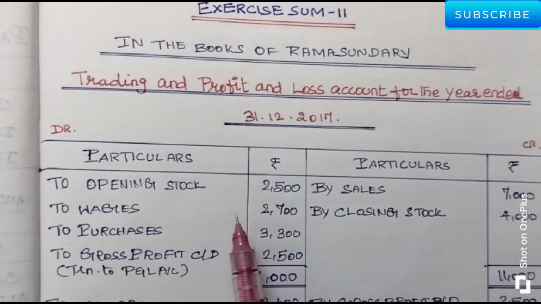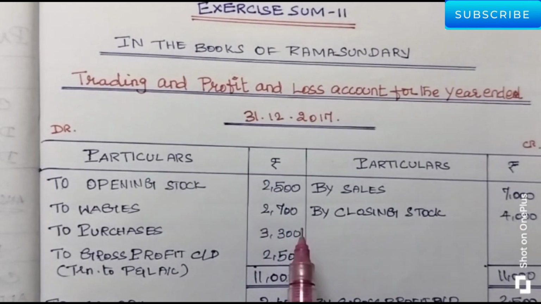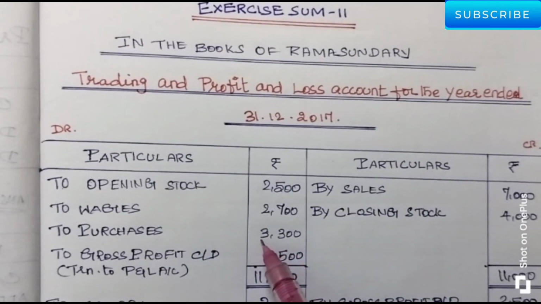Then we go to the debit side, the lesser side. We have to add all the amounts on the debit side, 2500 plus 2700 plus 3300. We add this amount and we get 8500 rupees. So now we have to find out the difference between them. For that we subtract 8500 from the total 11,000 rupees. We will get 2500 rupees. So this is the difference value. Against this 2500 you have to write "To gross profit carried down".